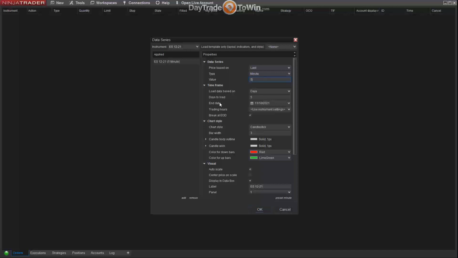Going down, we see days to load. What could that mean? It is actually the amount of historical days that you want to see on your chart. So if you have a value of 5 here, that means you can scroll back 5 days ago and see what occurred through each of the last 5 days. So that's a lot of price data. It's not really going to cause a problem to load all that data.